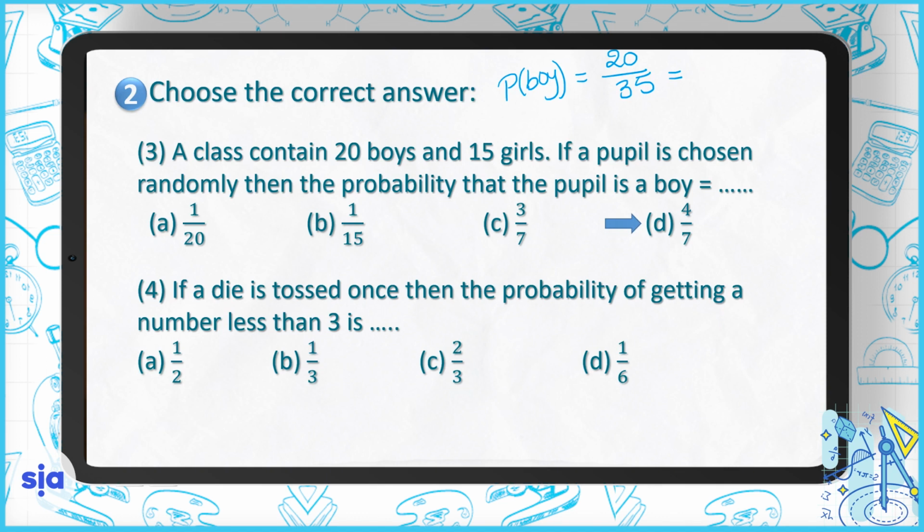Question 4, if a die is tossed once, then the probability of getting a number less than 3 is what? How many possible numbers are there less than 3? We have the 1 and the 2. So this probability is 2 out of the total, which is 6. If you simplify this, the result is 1 over 3.